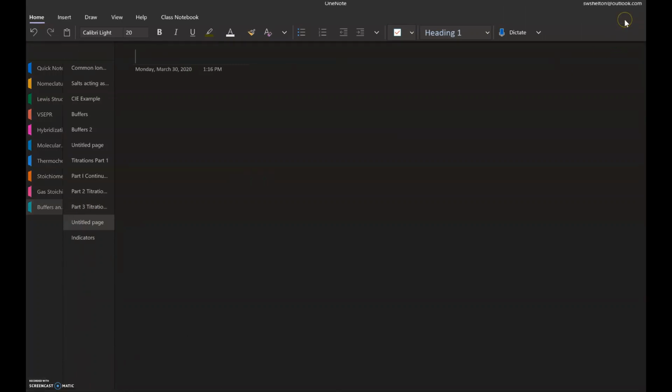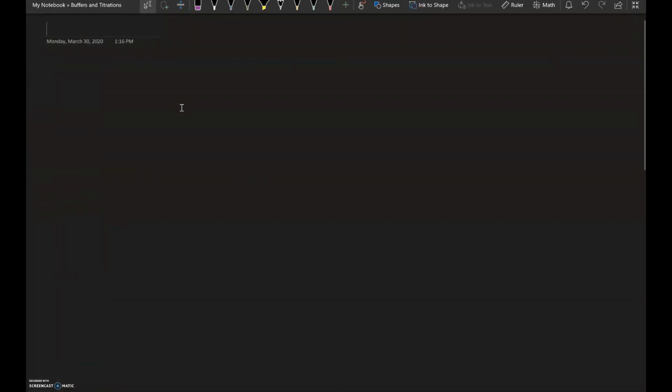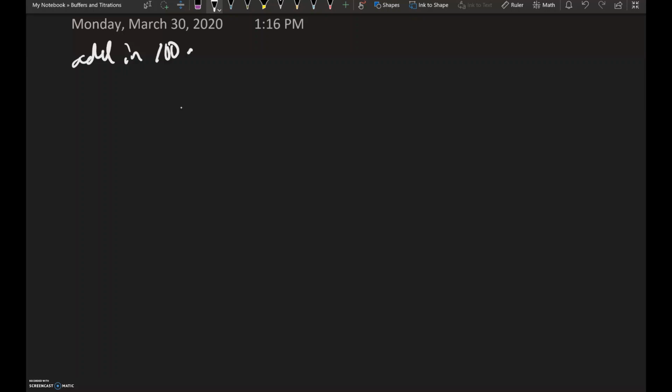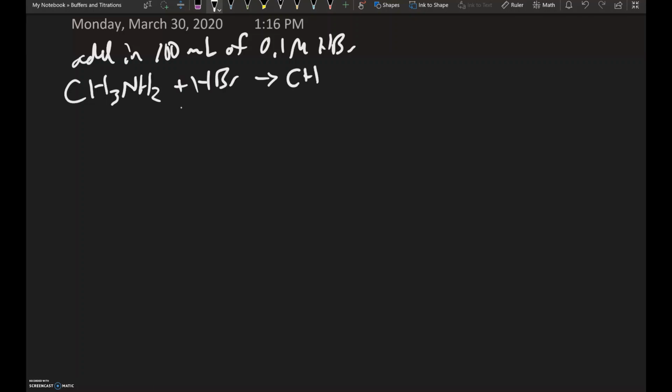Okay, so now we are going to add in the 100 milliliters of the 0.1 molar HBr. Still continuing with the same problem. We have to do the stoichiometry. This is 15 now. This is going to be 10. Subtract 10. Subtract 10. Add 10.